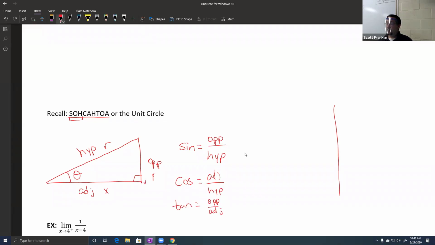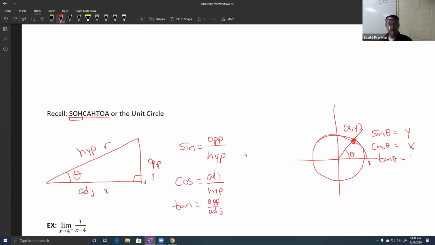But many of you, especially the ones that took it from me last semester, will remember the unit circle definition, where you do your theta on a unit circle, and the definition of sine of theta in that case is the y coordinate. If you think of that as x comma y, then your cosine is the x coordinate, and your tangent is the ratio of those two, so it's y over x.